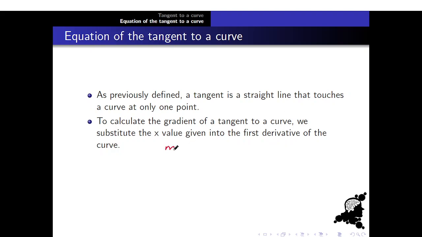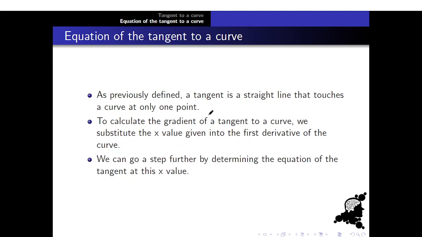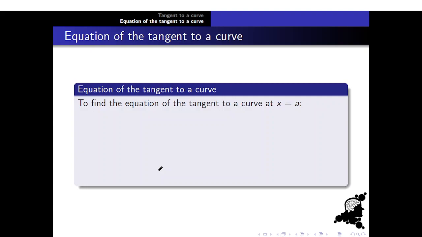So in other words, your gradient is equals to the first derivative of a at a specific value x is equals to a. Now that's great and that's wonderful, but the gradient is not enough for us to determine the equation of the line. We can go a step further by determining the equation of the tangent at this specific value. Now how do we do this?